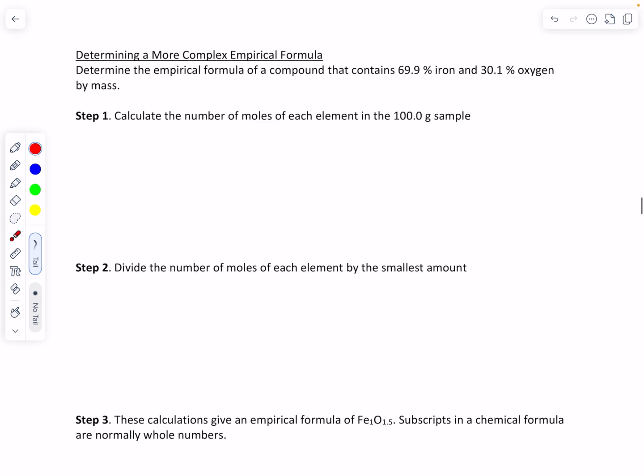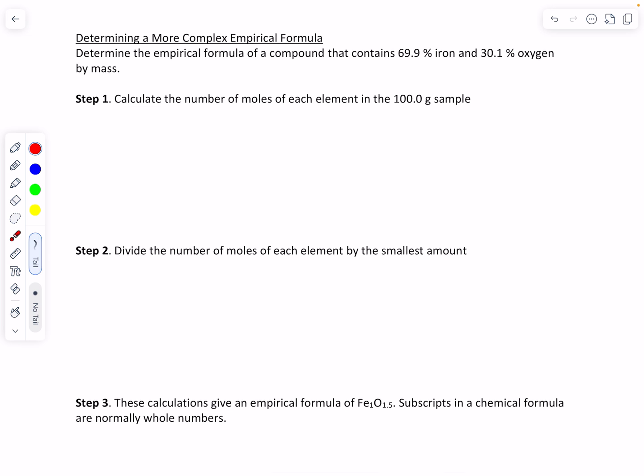Let's determine a more complex empirical formula. Determine the empirical formula of a compound that contains 69.9% iron and 30.1% oxygen by mass. In step 1, we're going to calculate the number of moles of each element, again choosing a simple 100-gram sample.